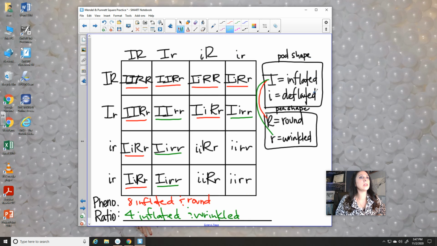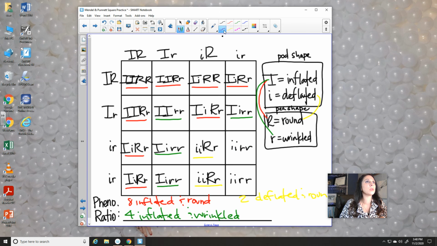Next, let's find the ones that are deflated and round. So this means that you have to have at least 2 little i's and at least 1 big R. Well, we only have 4 that are unmarked, so this makes it a lot easier. This one is deflated and round. This one is deflated and round. So we have 2 deflated and round.